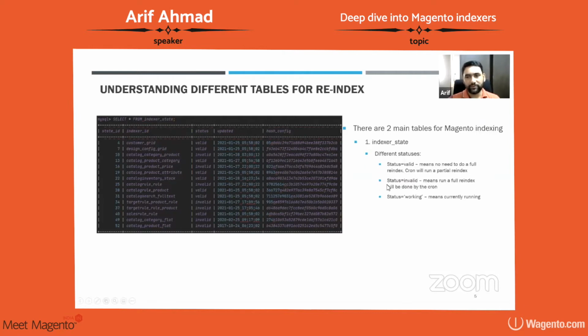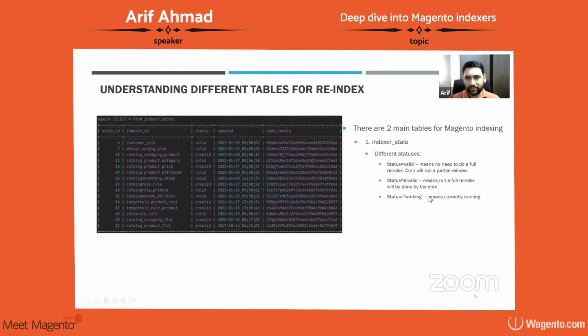Status invalid means a full index will be done, like this one, number 10, showing as invalid. Whenever the cron runs, it will pick it up and do the reindex. I will explain the cron later.